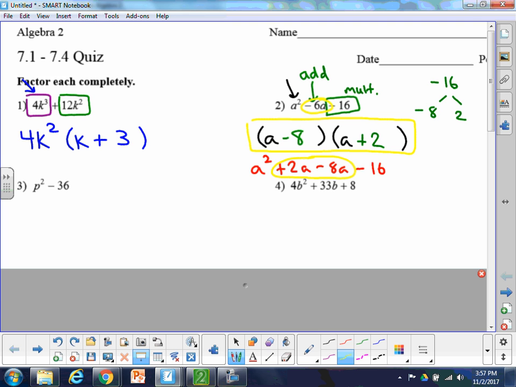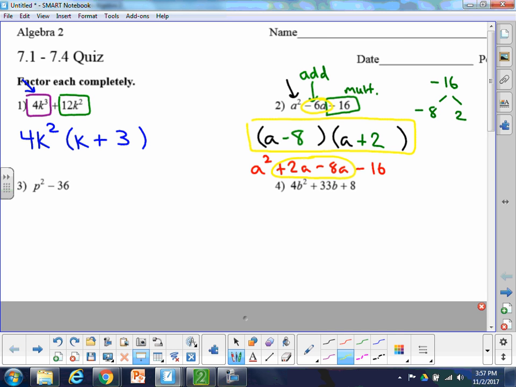Okay, a couple more factoring problems. So number 3 here, this one is a special case similar to the one we just did. It could be thought of as p squared minus 36. Since there's no middle term, you can think of it as like a 0 in there if you want to.